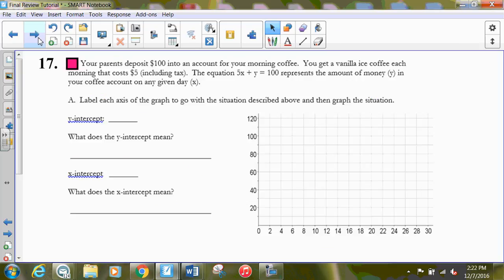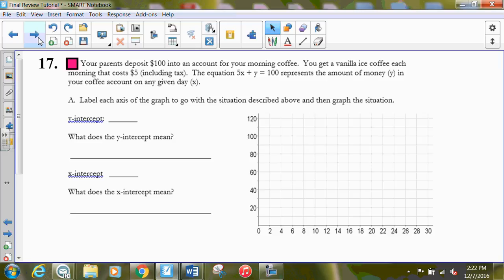Okay, your parents deposit $100 into an account for your morning coffee. You get a vanilla iced coffee every morning that costs $5, including tax. The equation 5x plus y equals 100 represents the amount of money y in your coffee account on any given day x. So label each axis of the graph to go with the situation described, and then graph it.